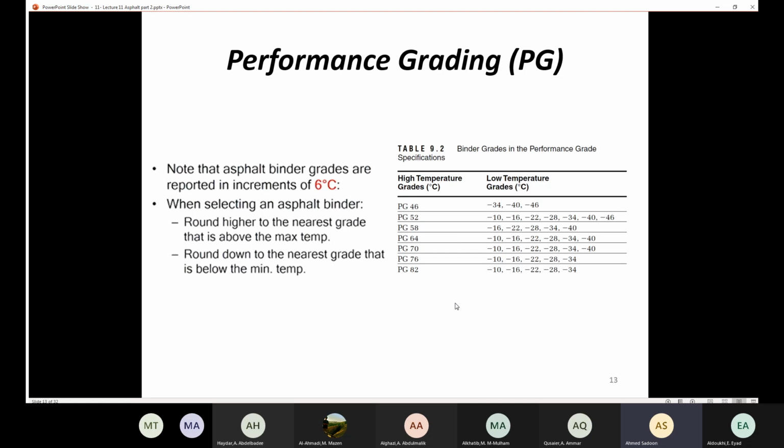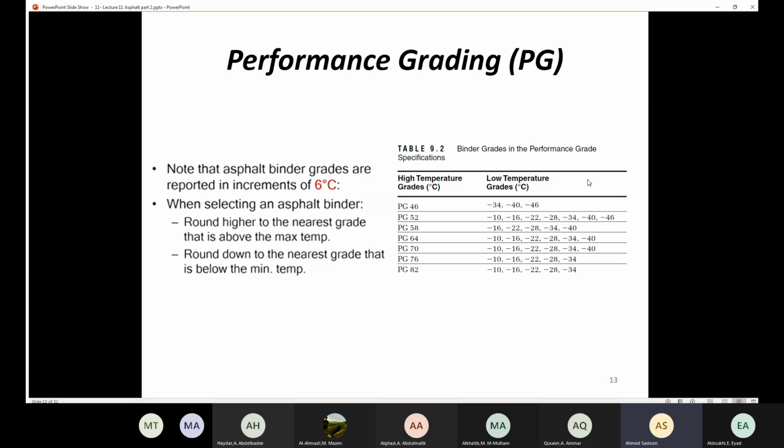Then let's say that the lower temperature came out to be minus 20. So minus 20 is between minus 16 and minus 22. So it's located here. In this case, I'm going to round to below the minimum temperature. If this one is minus 20, then I'm going to select minus 22. Okay, because if I choose minus 16 and the minimum temperature is minus 20, then I'm going to have a failure. So I'm going to choose minus 22. So finally, my PG is 64 minus 22. This is how I'm going to choose my temperature from the table if I know the maximum and the minimum temperature.